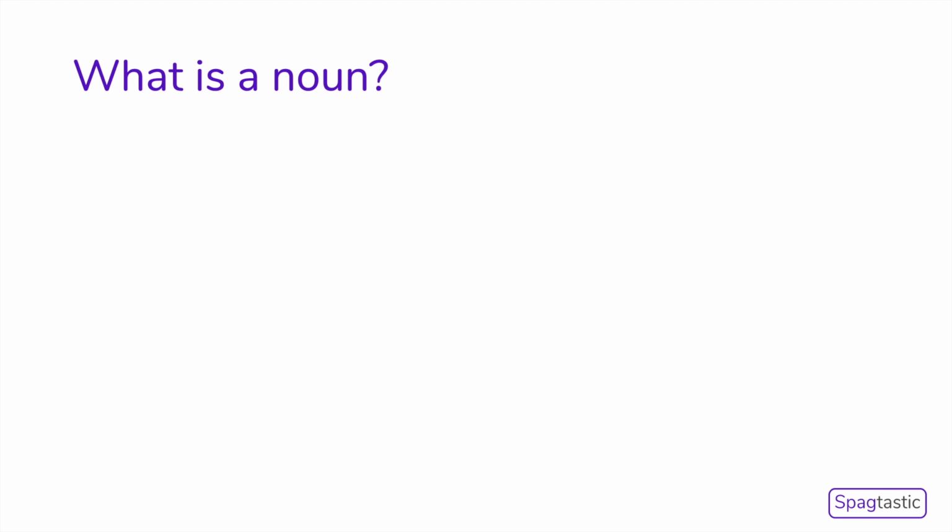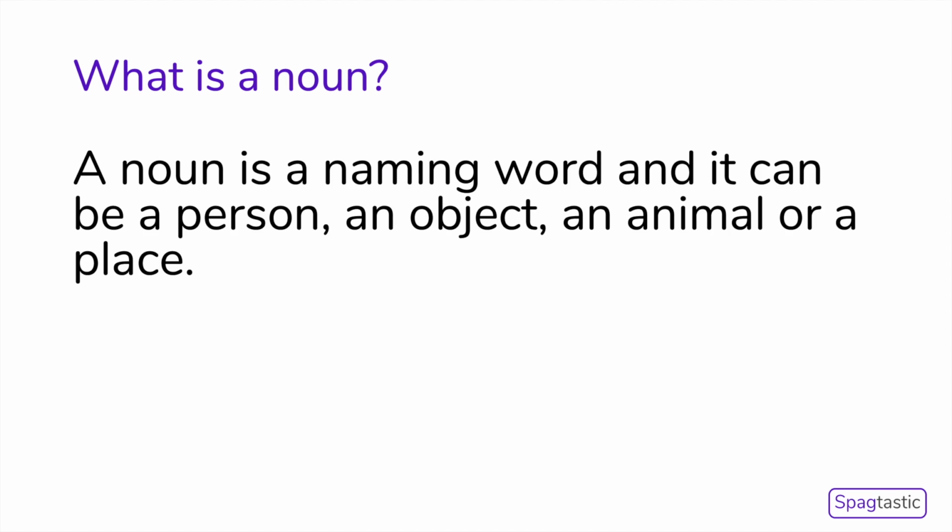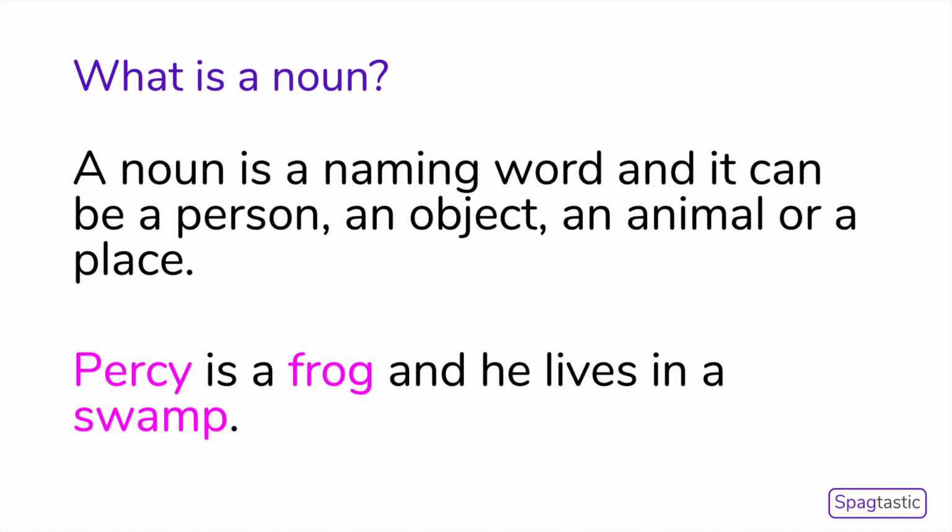Let's begin by reminding ourselves what a noun is. A noun is a naming word and it can be a person, an object, an animal or a place. In the sentence, Percy is a frog and he lives in a swamp, Percy, frog and swamp are all nouns. Percy is a proper noun, so it needs a capital letter, and frog and swamp are common nouns. Proper nouns are the names of particular people, places or objects.